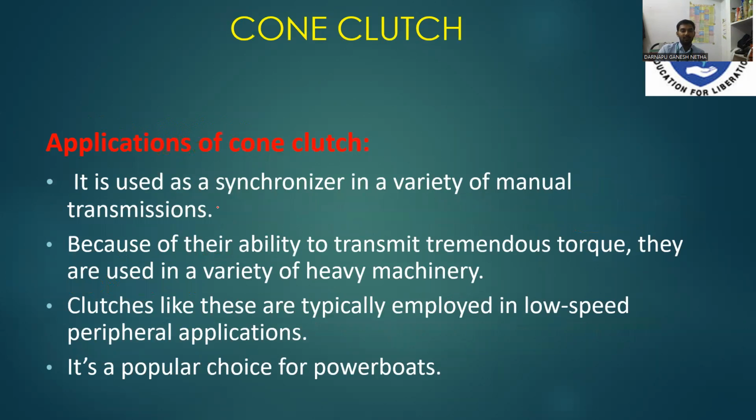Application of the cone clutch. It is used in synchronized varieties of manual transmissions because of its ability to transmit tremendous torque. They are used in heavy machinery. Clutches like these are typically employed in low speed vehicle applications and are a popular choice for power boats. We saw already it is used in synchronizers and in heavy machinery because of the huge transmission of torque. This is also used in boat power.